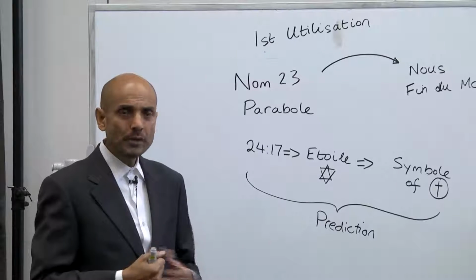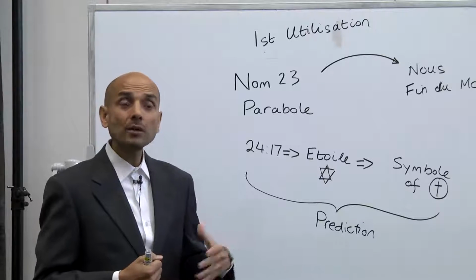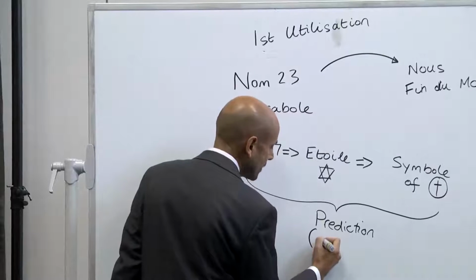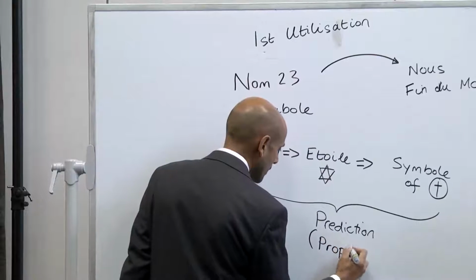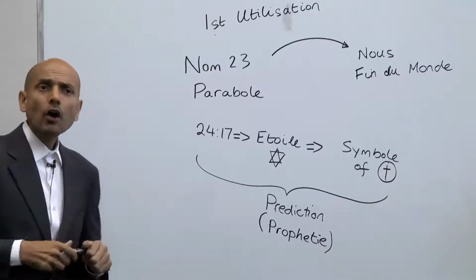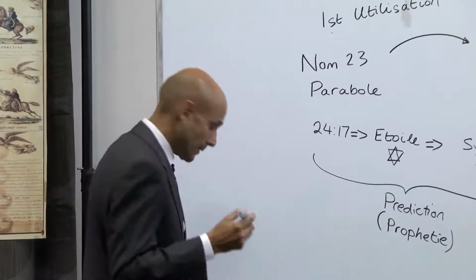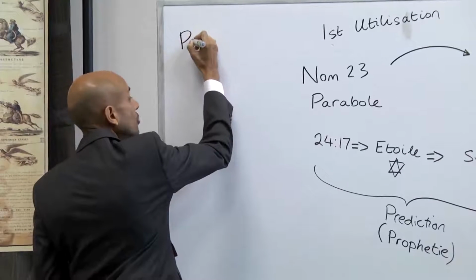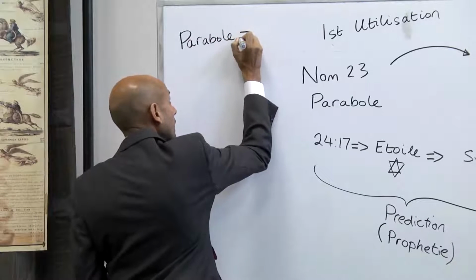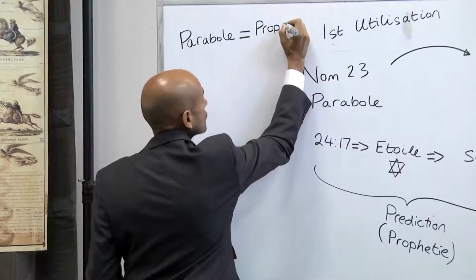And what word do we use when we talk about predictions, particularly when they're found in the Bible? We use the word prophétie, P-R-O-P-H-E-T-I-E. So, the first time the word parable is ever used in Scripture, it's used in the following way. Parable is interchangeable or equals the word prophecy.